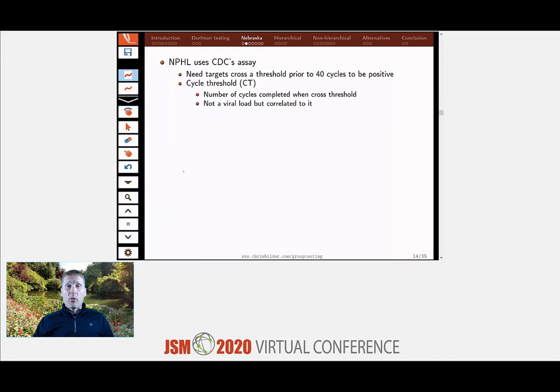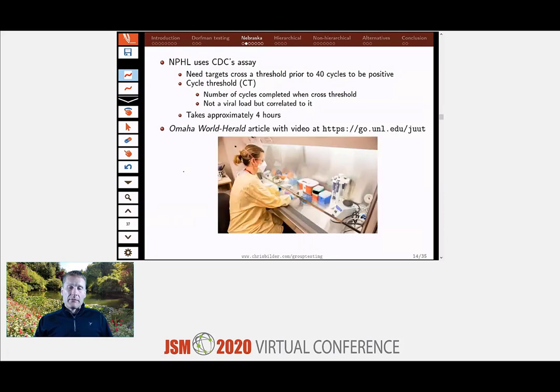If a positive is declared, what is reported is the cycle threshold, when that threshold was reached. We'll call that a CT value. The CT is closely related to the viral load, but not exactly. For example, if there was a lot of virus in a particular specimen, the CT value will generally be a lot smaller than if there wasn't much virus in the specimen. The actual testing process takes about 4 hours to complete. If you would like to know more about the actual testing process, there was a nice article in Omaha's newspaper that described it, and they even included a 2-minute video right inside the lab showing how the process is actually being implemented.